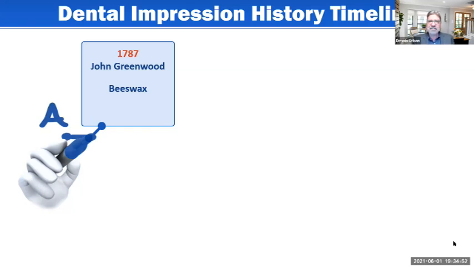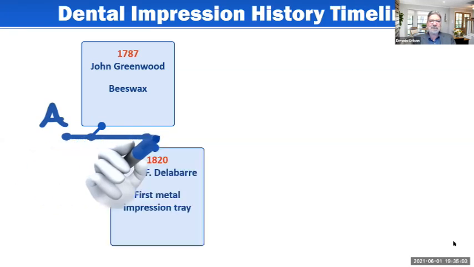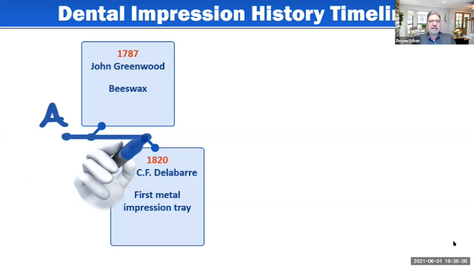And I remember when I first started my laboratory, I actually got full upper and full lower impressions taken with beeswax. That was a long time ago. That was in 1980, I think, when I received that impression. And then we go all the way to 1820, when C.F. Delabarre invented and utilized the first metal impression tray.